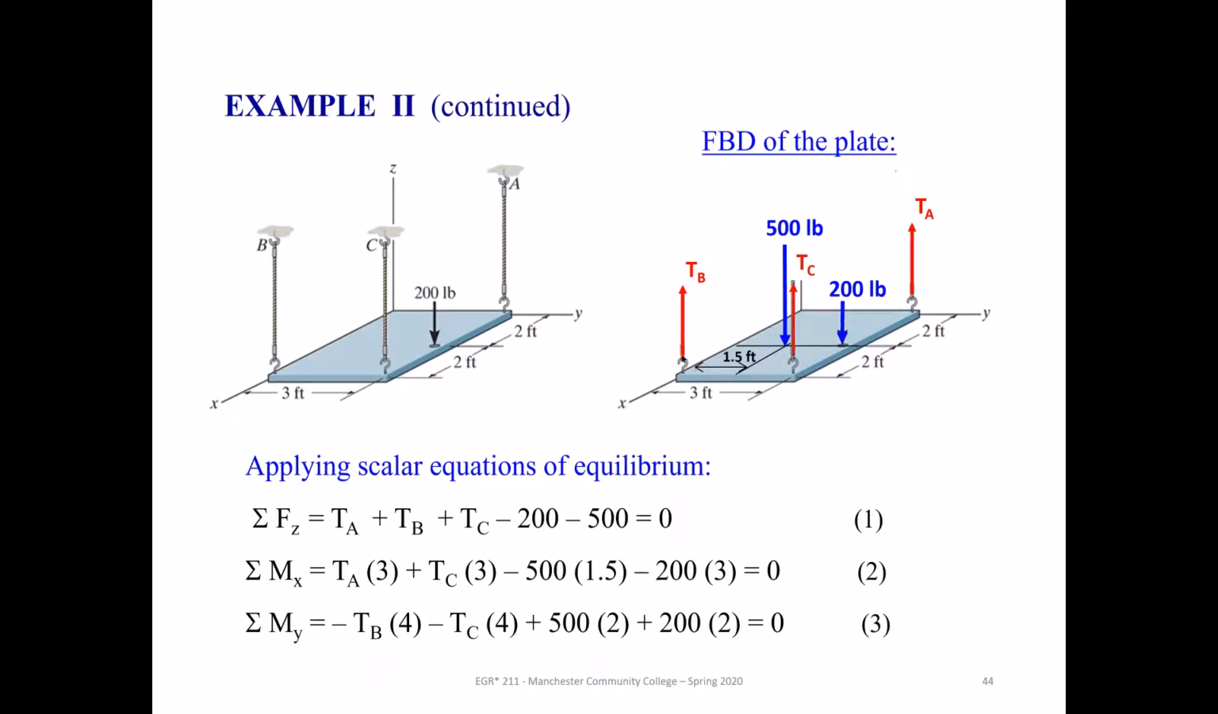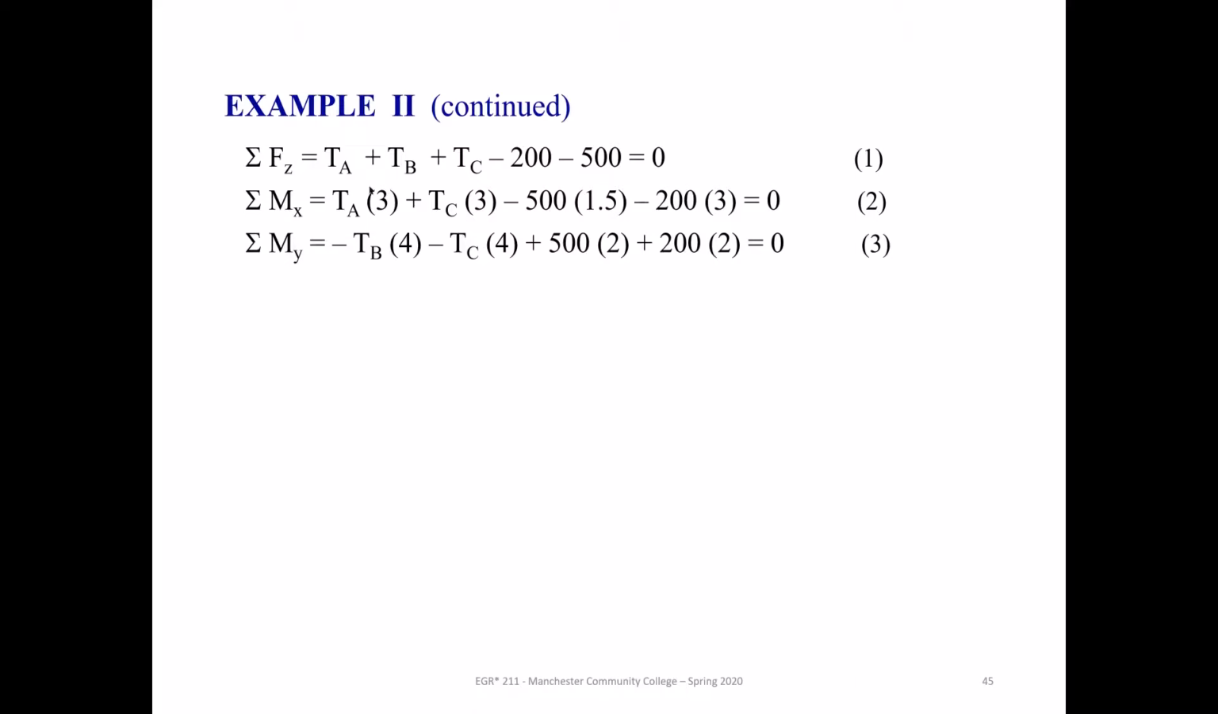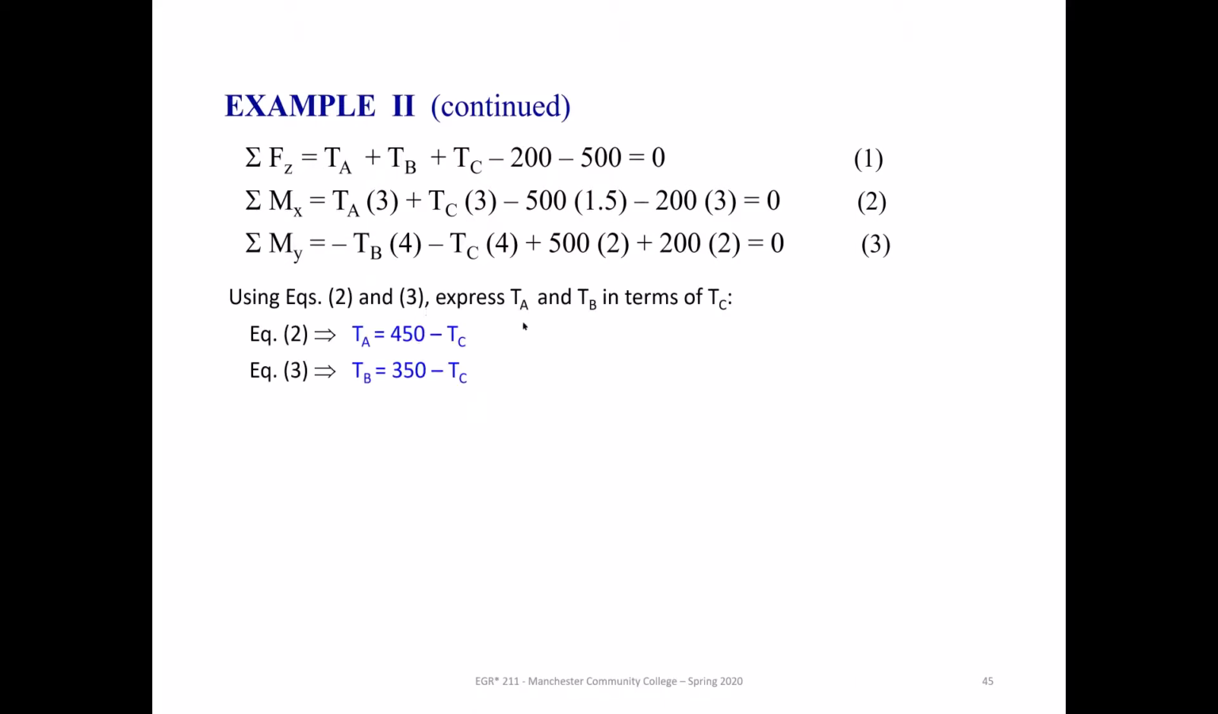Then the TC and the TB, both acting at 4 feet, would cause clockwise rotation about the y-axis. Okay, so here's the equation with TB and TC. Writing down those 3 equations, the approach the author took was using these 2 equations, rewriting them in terms of TC. So now you have TA in terms of TC, and you have TB in terms of TC.